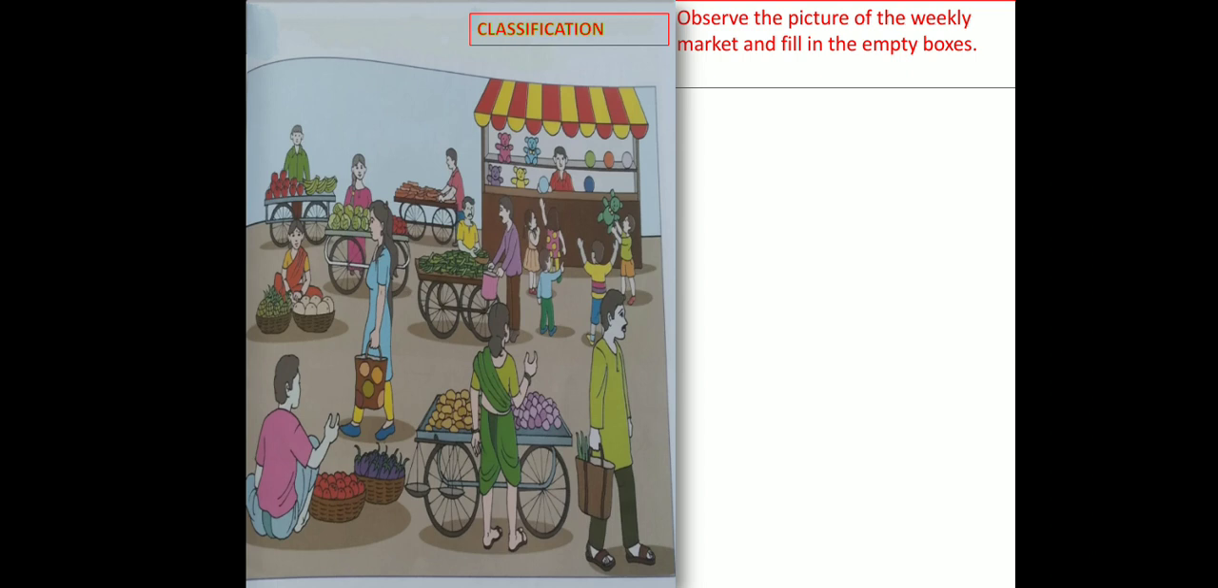The first question is the number of vegetable carts. Now what you can see here are 1, 2, 3, 4, 5 carts. But if you look carefully, you will see all the 5 carts are not vegetable carts. There's one having fruits. So our answer will be 4 carts.